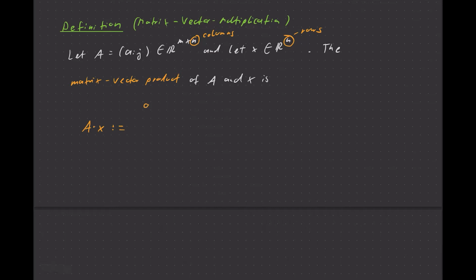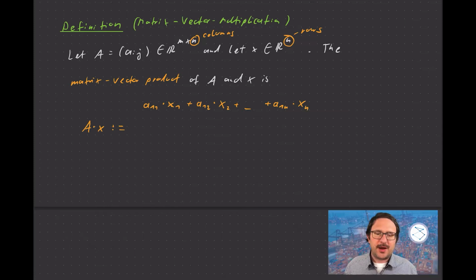So we have the first row that starts with a_11. We multiply this entry by x_1, the corresponding x entry. Then we add the next component here. So we take a_12, we multiply that with the corresponding x entry, which is x_2. We add the next one, and so on, until we get to the last component. So that is a_1n, and we multiply that by x_n. And this is the first row of our result.